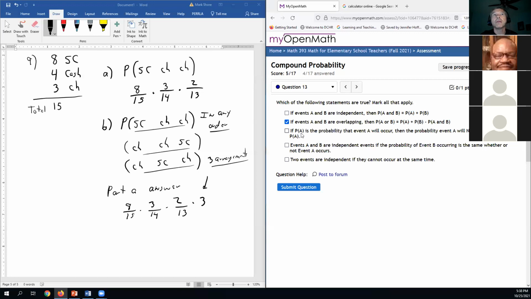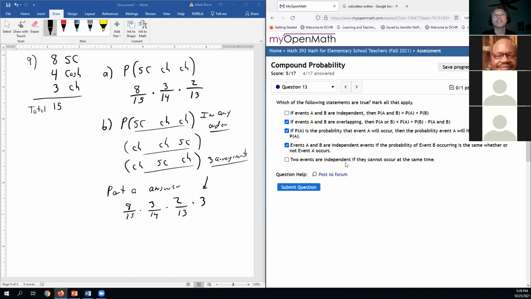The third one, if the probability of A is the probability that event A will occur, then the probability that event A will not occur is 1 minus that. We've done that a lot of times. So like if the probability of rain is 30%, the probability it won't rain is 70%, 1 minus that. If events A and B are independent, that means they don't influence each other. Then the probability of event B occurring is the same whether or not event A occurs. That's true. So coins are independent of each other. The probability that this coin lands heads is the same whether this coin lands heads or tails. That means they're independent of each other.